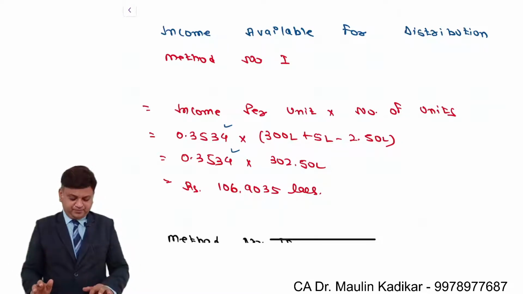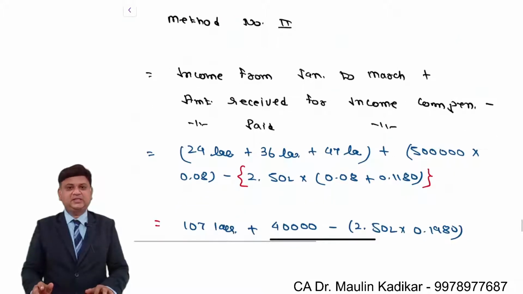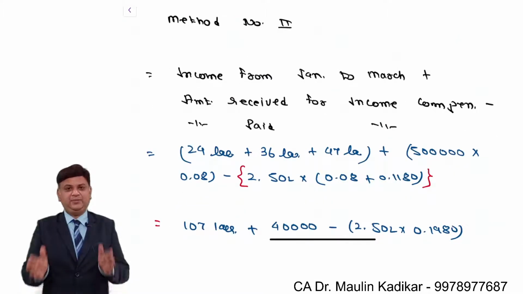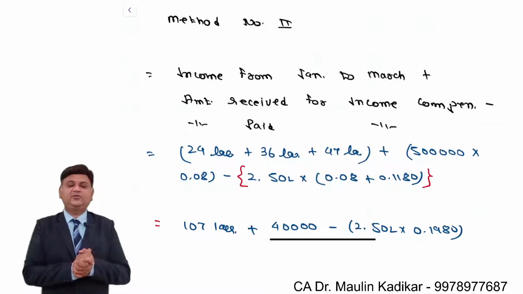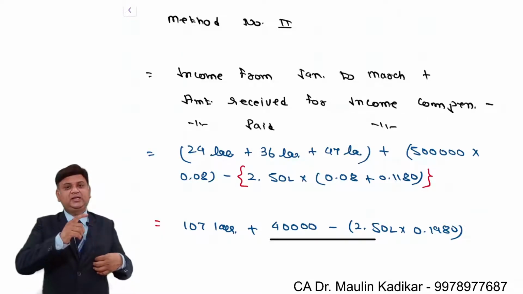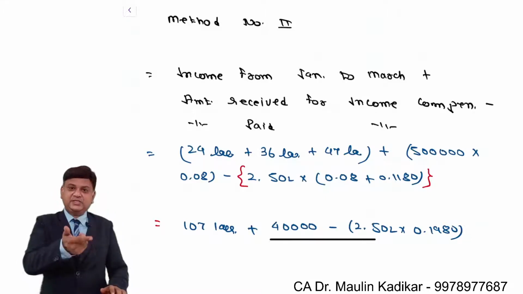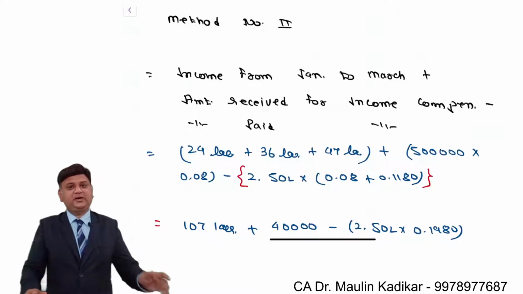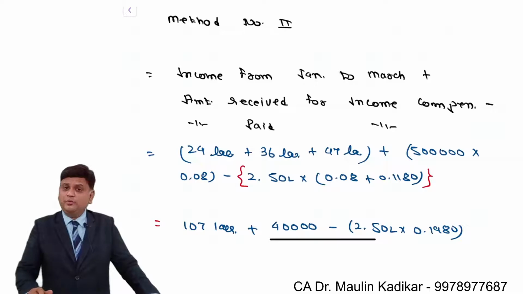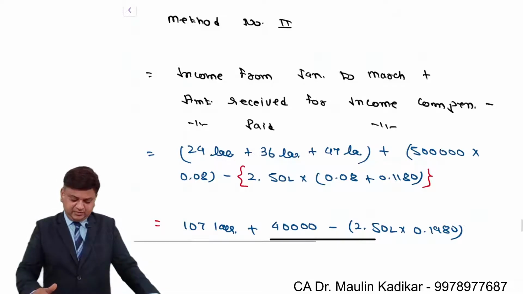That's it. Or otherwise you may do the working like this. If you want to do a detailed working, it is the total income plus the income that you have received from the unit holders at the end of January as compensation for the January month income, minus the amount that we have paid in the form of redemption value to the unit holders whom you have redeemed at the end of February.